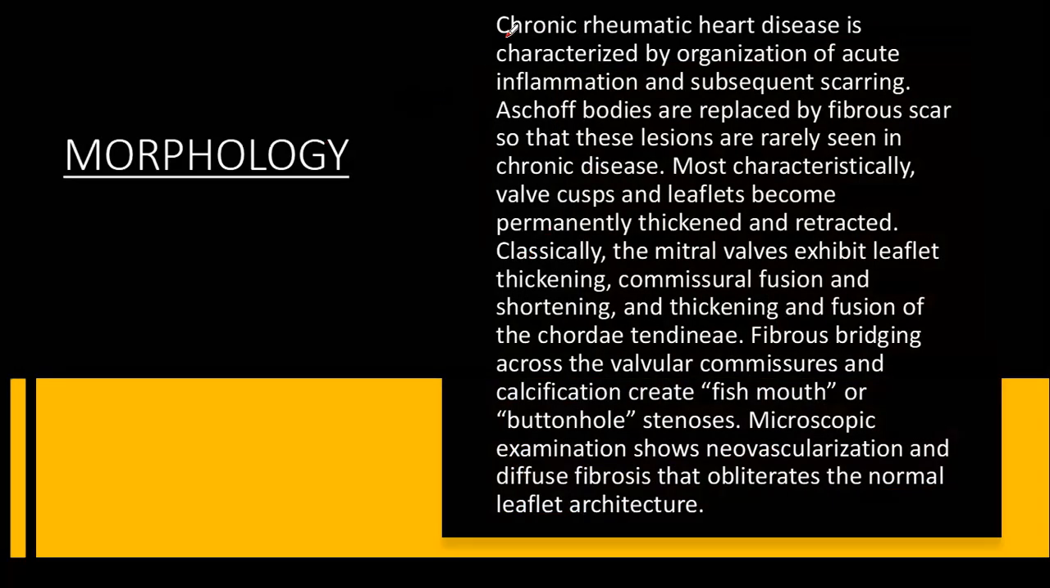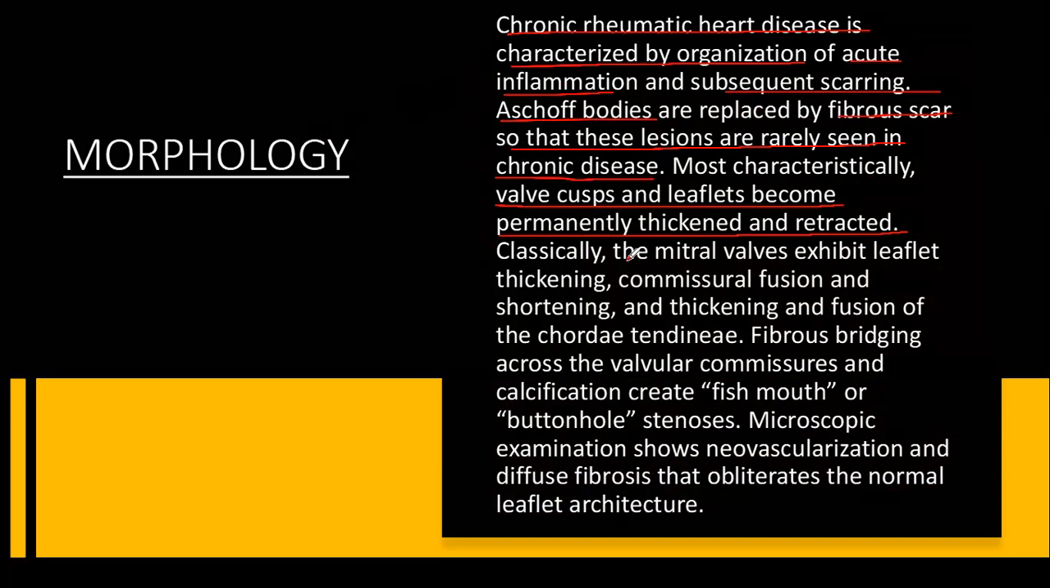Still on the morphology, chronic rheumatic heart disease is characterized by the organization of acute inflammation and subsequent scarring. Aschoff bodies are usually replaced by fibrous scars, so those regions are rarely seen in chronic disease. Most characteristically, please note this, valve cusps and leaflets become permanently thickened and retracted.